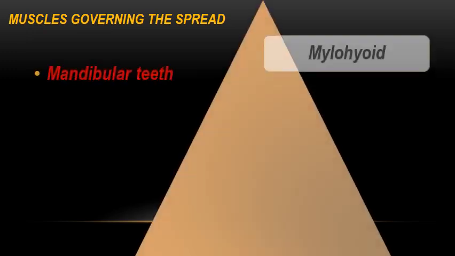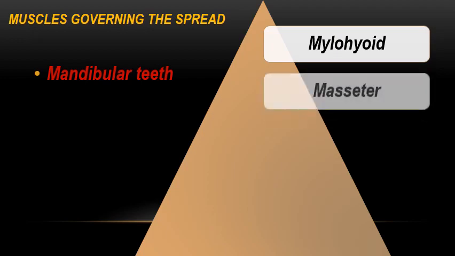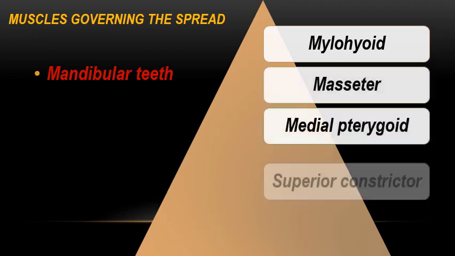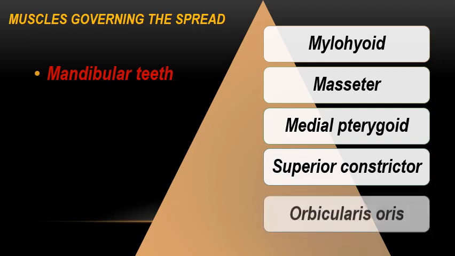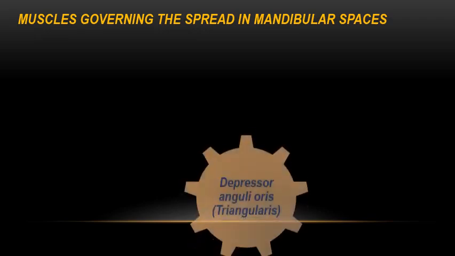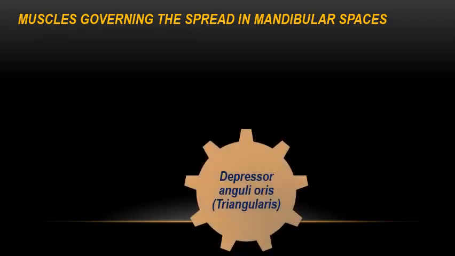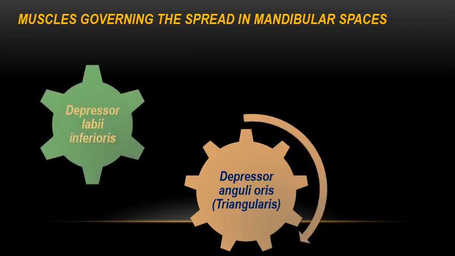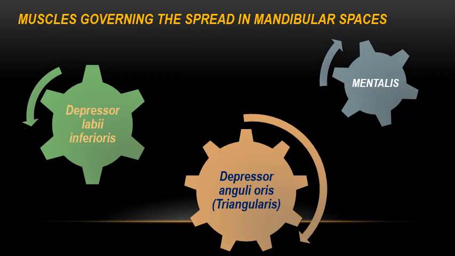So let's first know what are the muscles governing the spread of infection when it comes from the mandibular teeth. We have the mylohyoid, the masseter muscle, medial pterygoid, superior constrictor of the pharynx, and last but not least, orbicularis oris. Furthermore, we have the depressor anguli oris muscle, or sometimes it is called the triangularis, the depressor labii inferioris, which is also referred to as quadratus labii inferioris, and last but not least, the mentalis muscle.